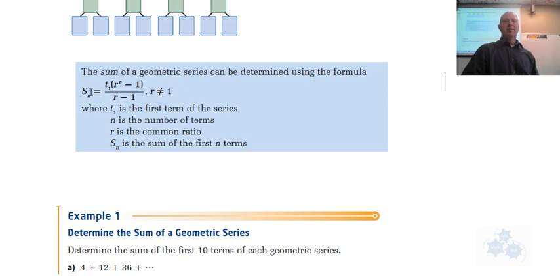You find that sum by multiplying the first term by r to the power of n minus 1. So r is the ratio. You have to know the ratio, to the power of n, so it's the same n as the number of terms here. Then you subtract 1 from that, and then you divide that by the ratio minus 1. So remember, r is the ratio.